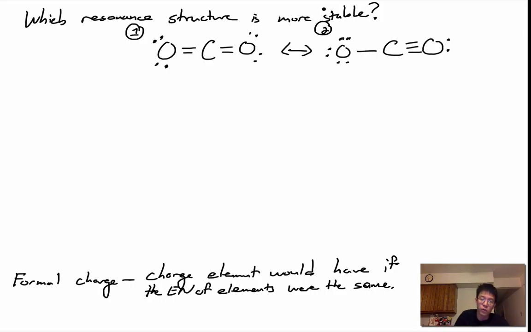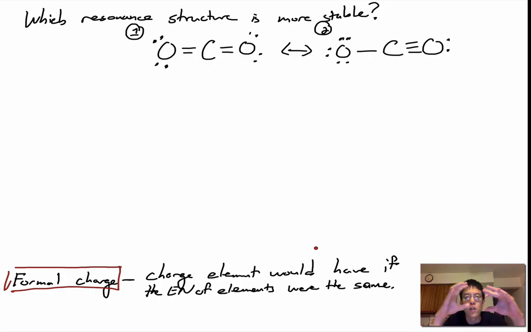So our goal is to figure out which one of these is better, either resonance structure 1 or resonance structure 2. And to be able to do that, we need to introduce a new concept called formal charge. The formal charge is the charge an element would have if the electronegativity of the elements were the same. Now what that means is if the electronegativity is the same, we know they want the electrons equally, and that means they would basically share the electrons super evenly, and no one really pulls the electrons closer than the other one.